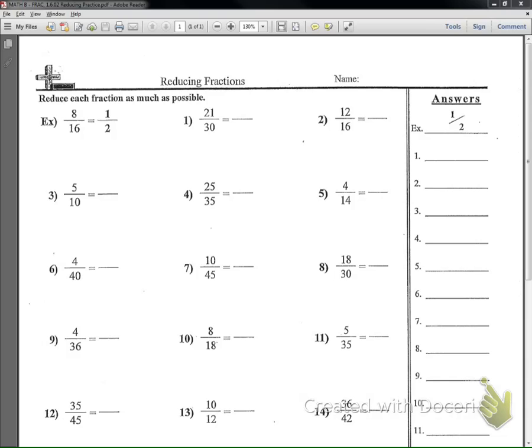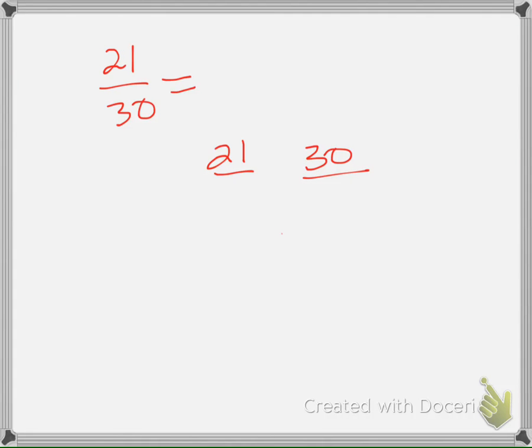I'll do another one for you, but then I really do want to leave the whole rest of the page for you to practice these, and then you can self-check and correct your work. But it is good to get lots of practice on reducing fractions and making sure that you do get all your fractions reduced all the way. So I'm going to do the next one for you, 21 over 30. So I'm going to write my 21 and my 30. I'm trying to reduce that fraction, 21 over 30, and find out what it equals. I'm going to go to my whiteboard so that you can actually see what I'm doing.